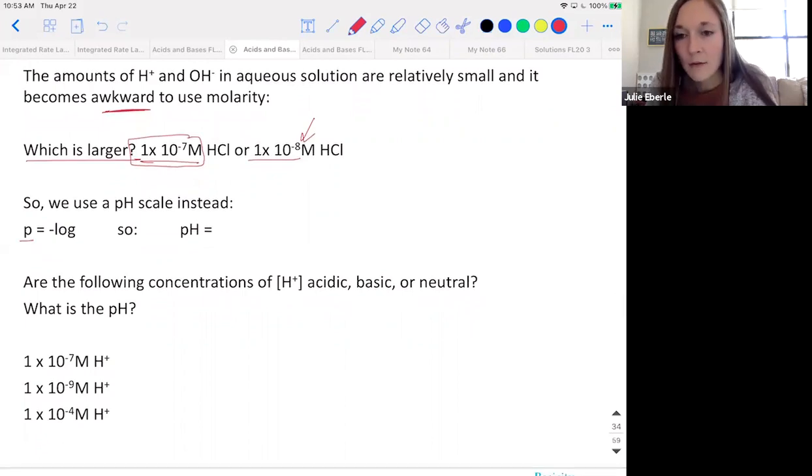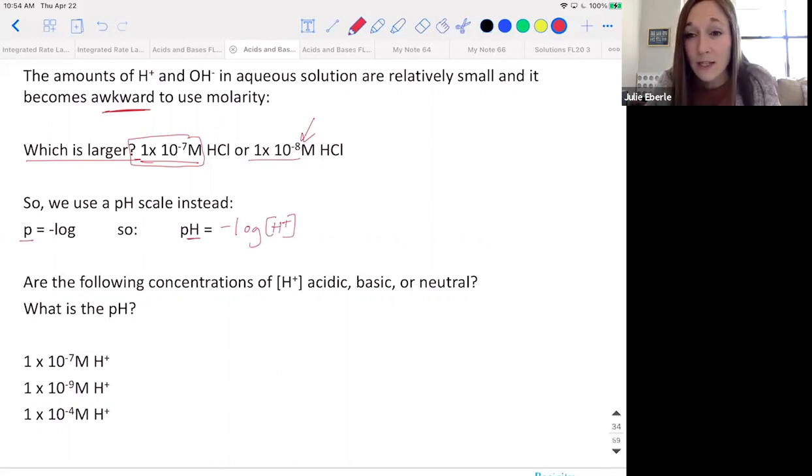P is a mathematical function. It stands for the negative log of something. You have a button on your calculator, negative log, and you're going to use that button a lot today. So if we do the P of H, what that means is we're taking the negative log of the concentration of H+. That's what pH is. We have an equation for pH: it's the negative log of H+.